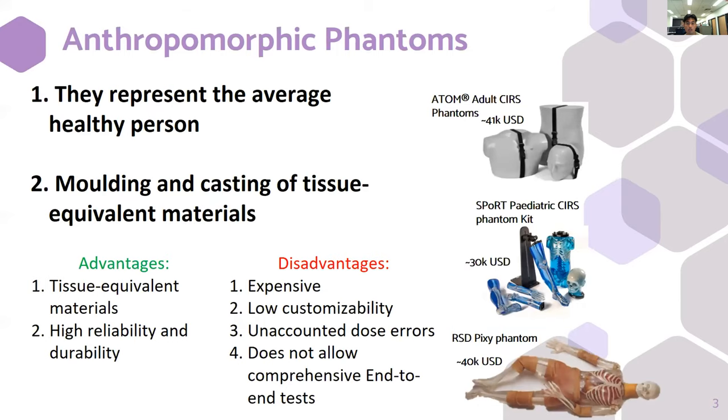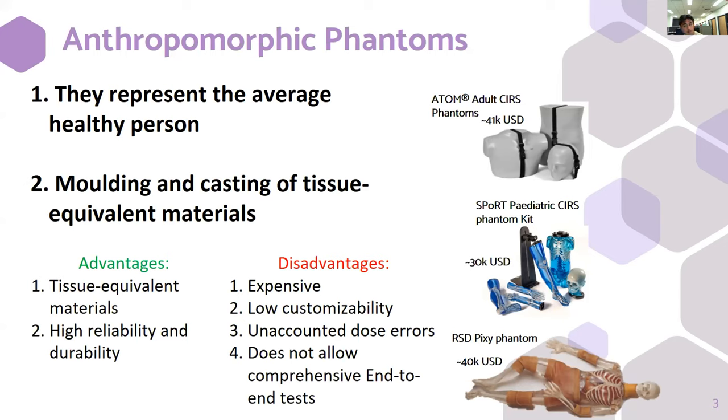So now focusing on commercial anthropomorphic phantoms. These phantoms represent the average proportion and tissue attenuation of a healthy living person. They're fabricated via a specialized molding and casting process to mimic the geometry and densities of lung tissue, soft tissue, and bone. Indeed, these phantoms consist of materials that mimic the same elemental composition and proportion by weight as human tissues, making them highly reliable and durable.